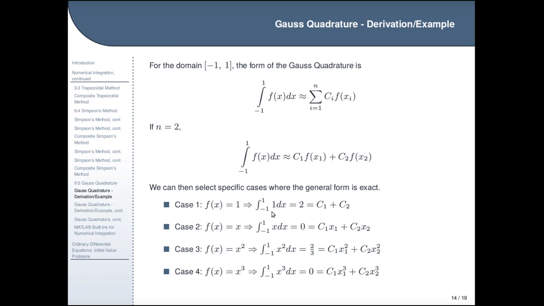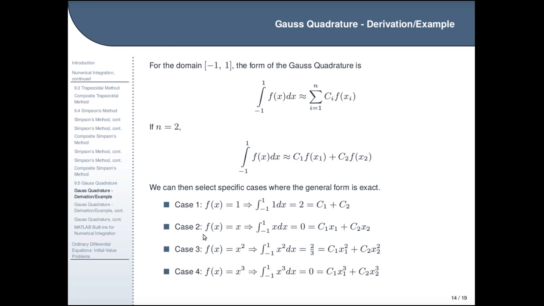Then we take a look at specific cases where the general form is exact. If, for instance, f of x is equal to 1, we can say that the integral from -1 to 1 of 1 dx is equal to 2. If we substitute f of x equals 1 into this equation, we can say that 2 is equal to the two weights added together, c1 plus c2.